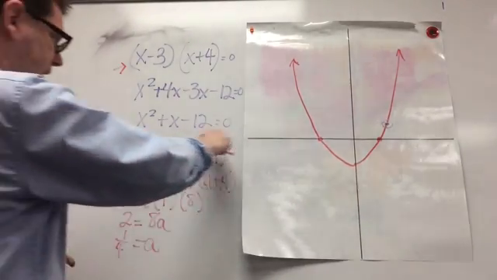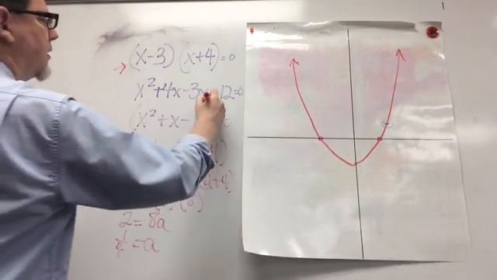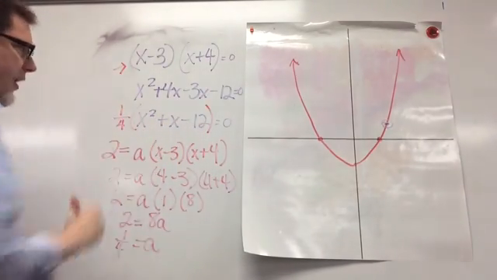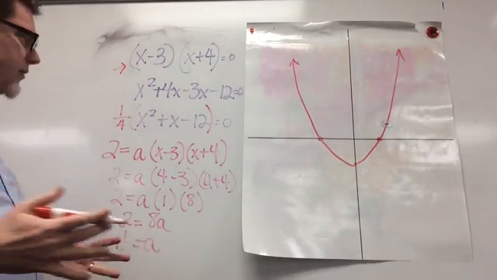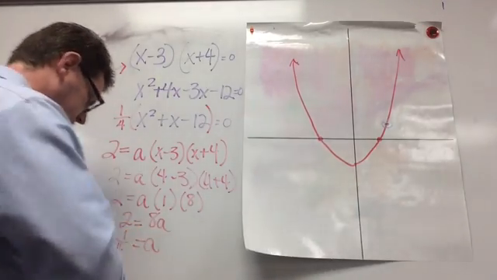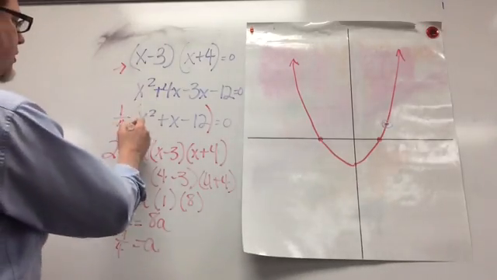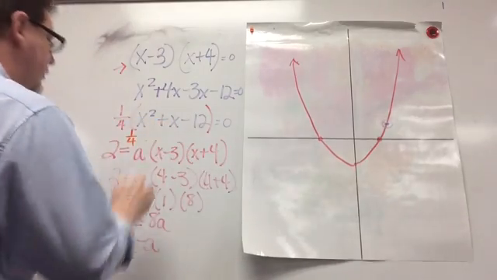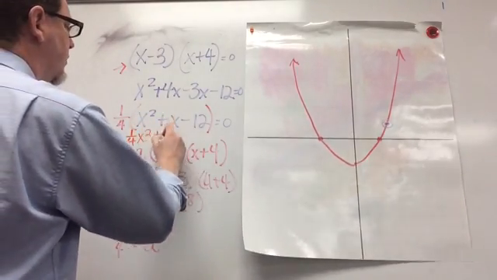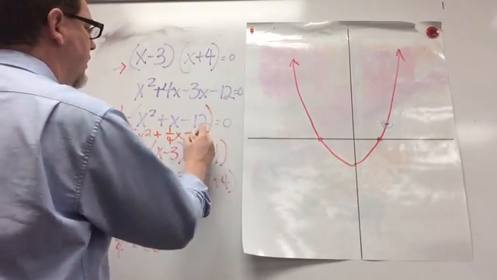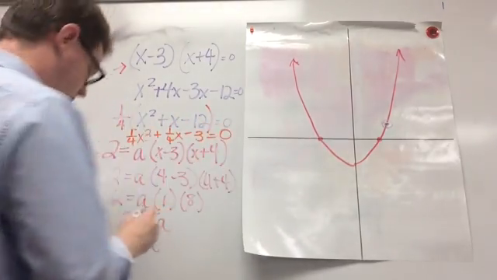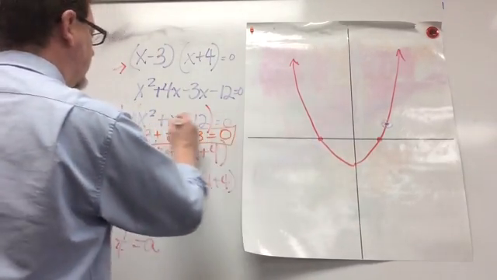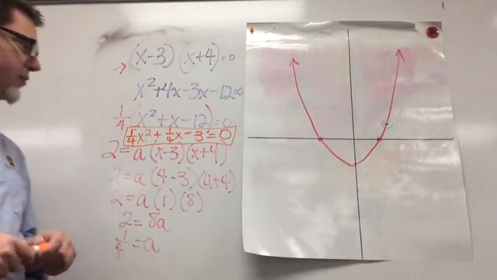So I'm going to take this entire trinomial and multiply it by the 1/4 of a so that I can now come up with the equation of this parabola. And I'm going to use a different color. That's going to be 1/4 x squared plus 1/4 x minus 3 equals 0. So the equation of this parabola is 1/4 x squared plus 1/4 x minus 3 equals 0.